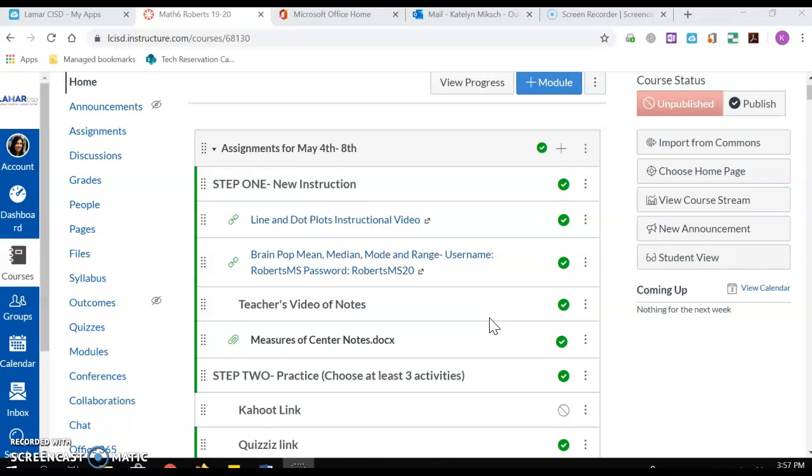Before you continue with this video, make sure that you have watched the two videos on Canvas in your module. They are both very short, going over dot plots and then mean, median, mode, and range. Once you have done that, you can print out the notes that go along with this video. So if you haven't done those things, go ahead and pause this video now. As always, if you do not have a printer, a piece of paper will do fine for the notes. You just want to write down the definitions and then practice the examples that I'm going to show you today.